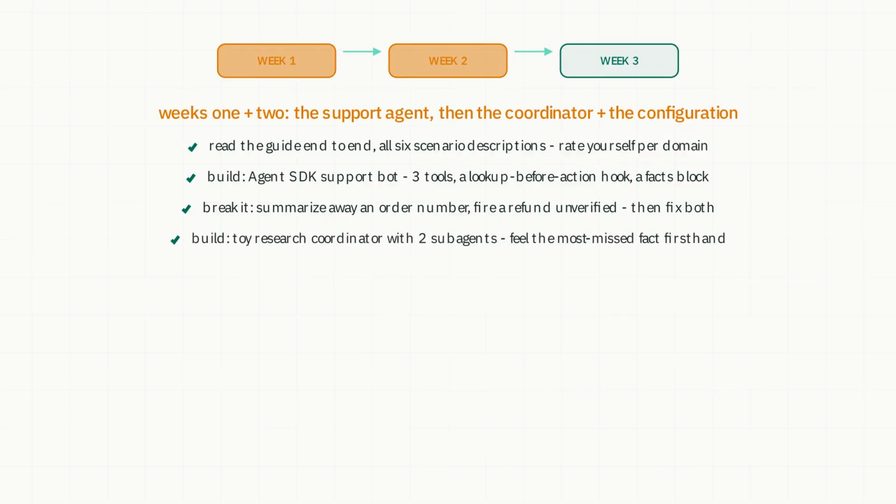Week 2, the coordinator and the configuration. Build a toy research coordinator with 2 subagents and feel the most missed fact firsthand. Watch a subagent fail for lack of context, then fix it with explicit passing and spawn the pair in parallel.